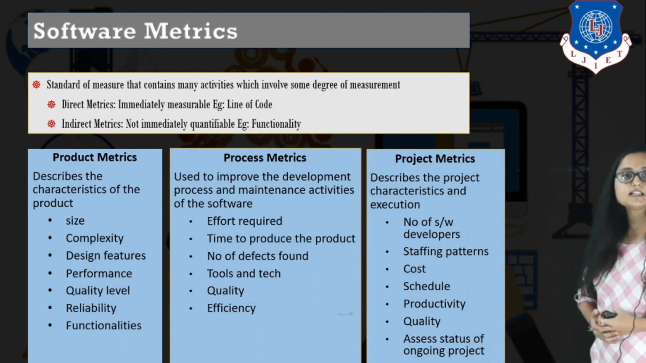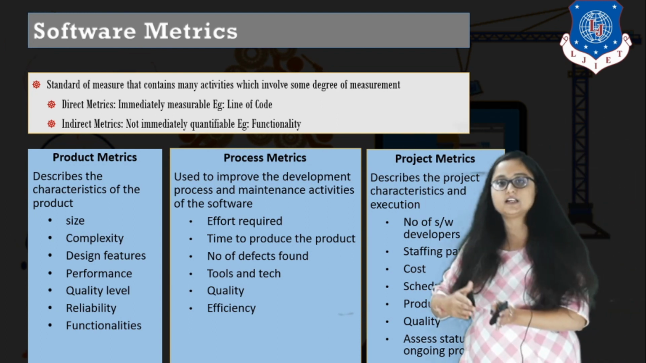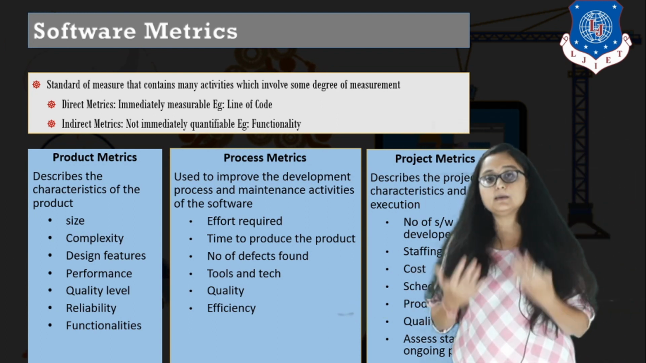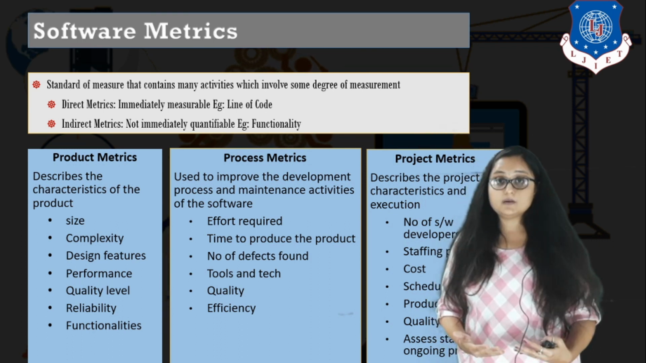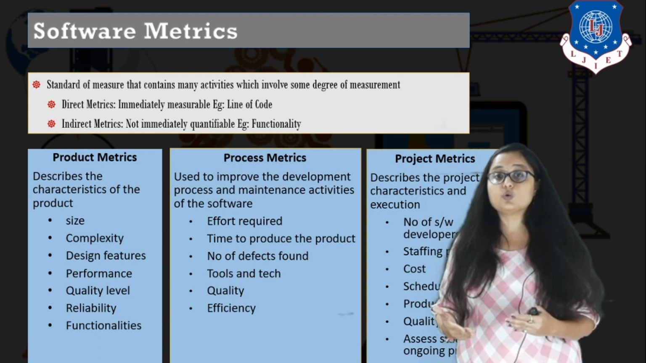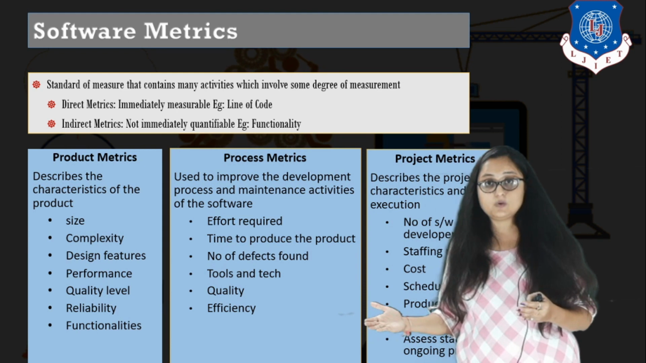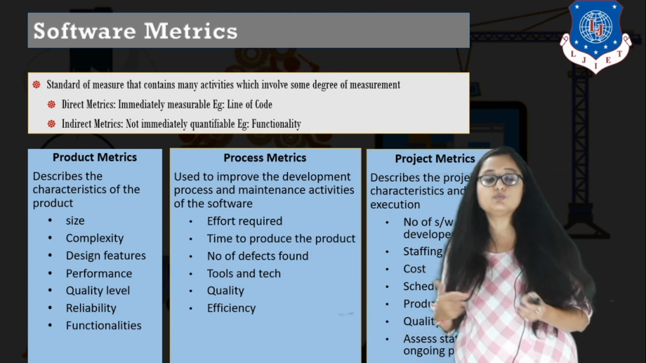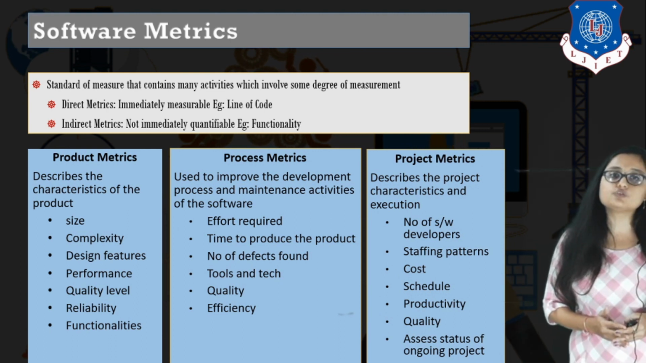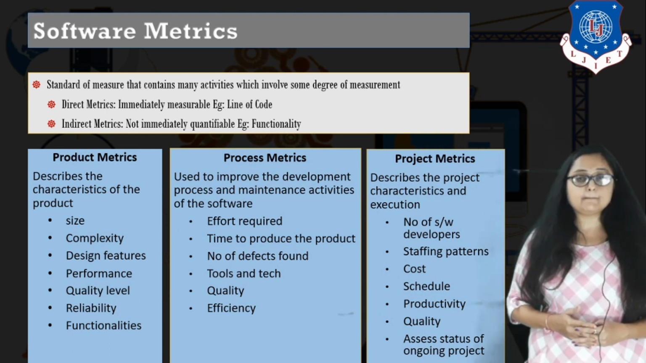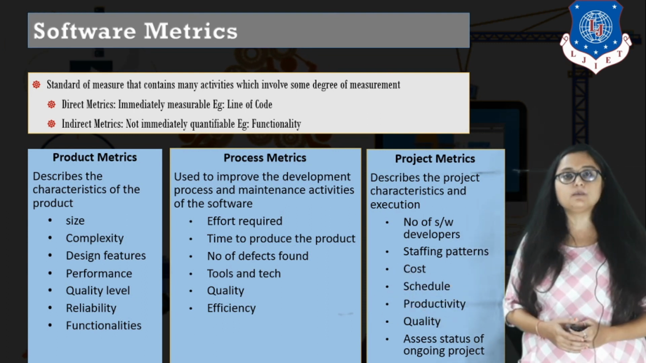And the last is assessment status of the ongoing project, that is basically the project tracking. There may be some assumption, there may be some estimation that we have done, but are we actually following those estimations or not? The actual value and the estimated value, how much deviation is there in both these values. That assessment is also one of the major activities, or you can say entities, in project metric, right? So these are the three different categories of metrics.